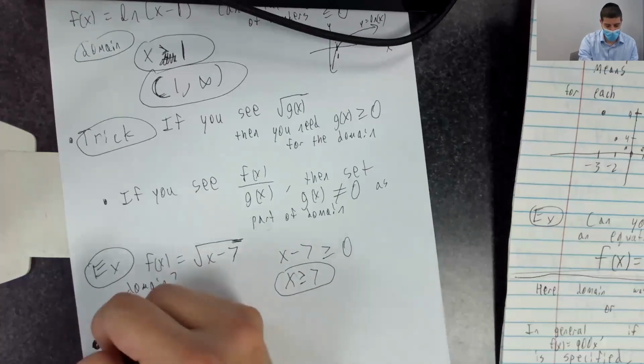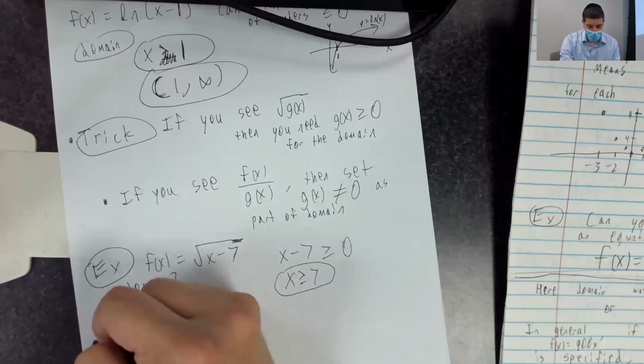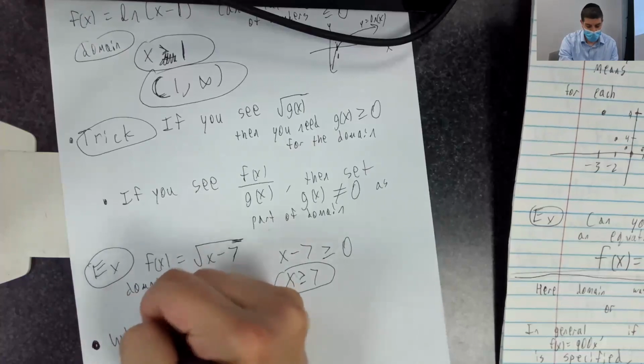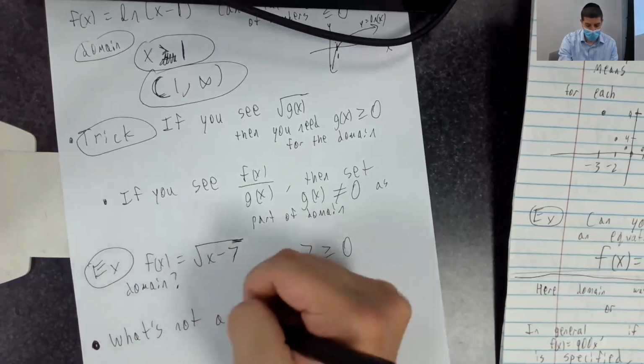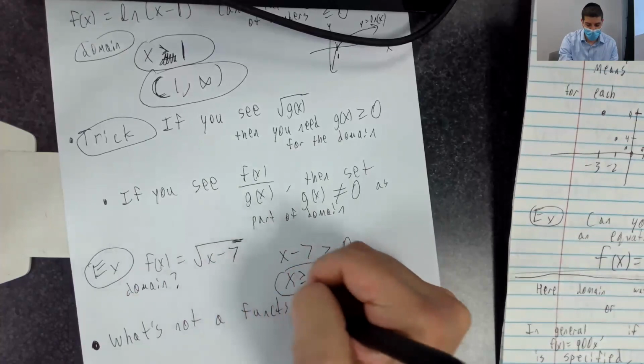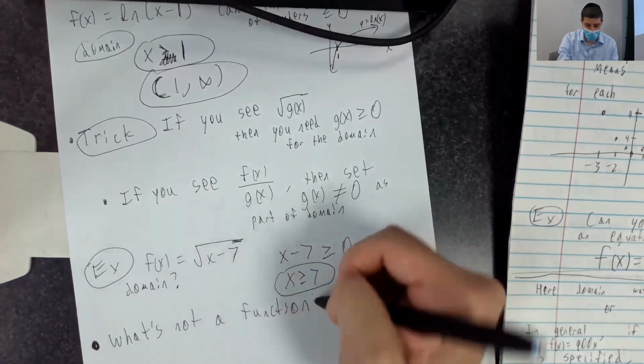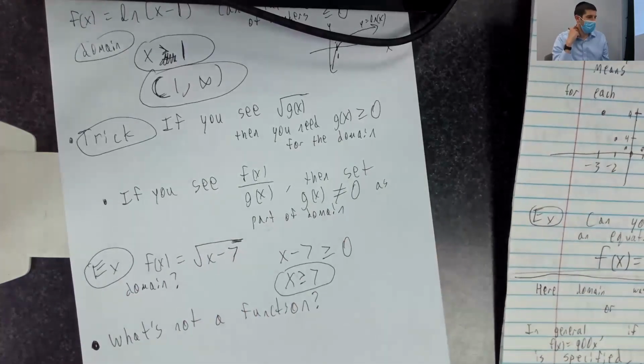Let's just go through this really quick. What's not a function? Everything I showed you guys was a function, but what's not a function is something that fails the vertical line test. Remember, a function has to take an input and give you only one unique output. It can't give you two.